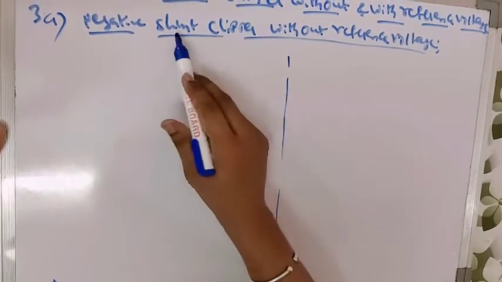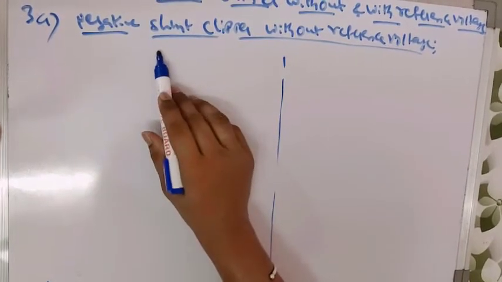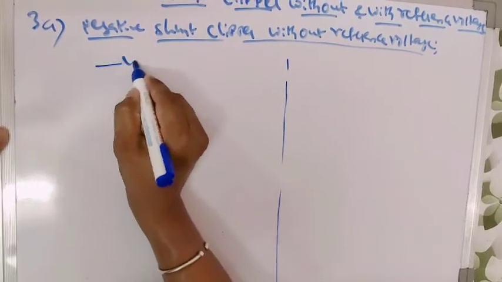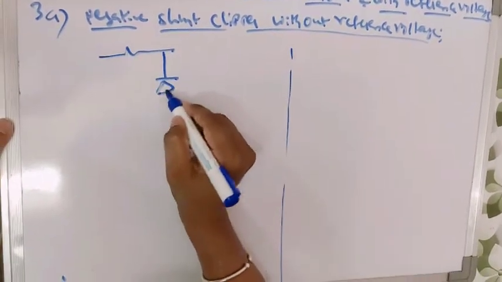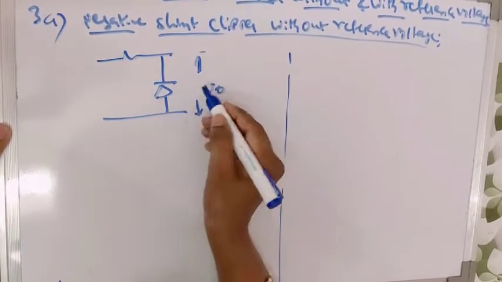So the third one we will discuss is the negative shunt clipper without and with reference voltage. First one is the negative shunt clipper without reference voltage. The shunt clipper is one in which the diode is connected in parallel with the load. Whenever we consider some load impedance, it is connected in parallel with the load impedance here.